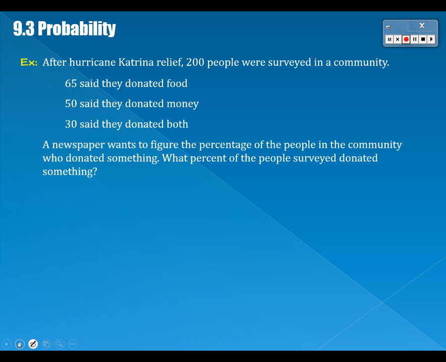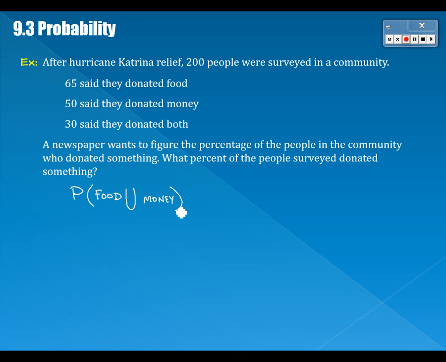A newspaper wants to figure the percentage of the people in the community who donated something at all, that is, altogether. What percent of the people surveyed donated something? So is this a case where we can use the previous formula? Sure. This is the probability of someone donating food or money, which is the thing we want to compute.